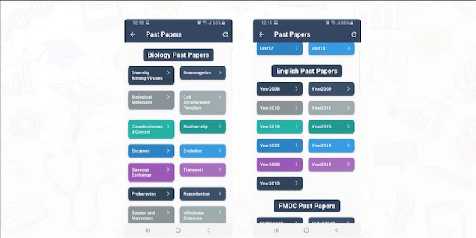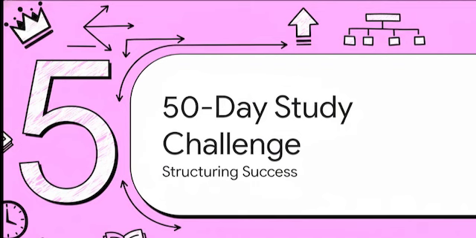Plus, you can totally customize your attack plan. You can strategically target biology past papers by specific topics, like jumping straight into every historical question on bioenergetics. Or you can go chronological for English, testing yourself year by year, all the way back to 2005. You are completely in control of how you tackle exam history. Finally, let's dive into Section 5, the 50-day study challenge, structuring your success.